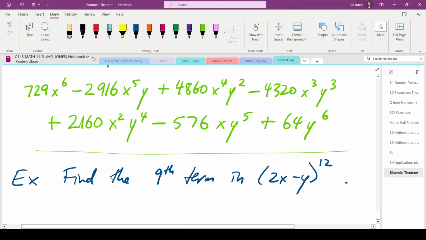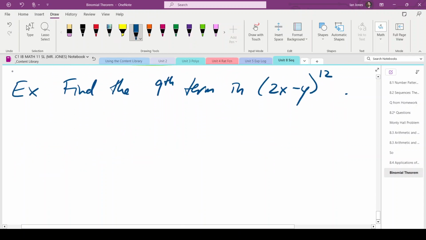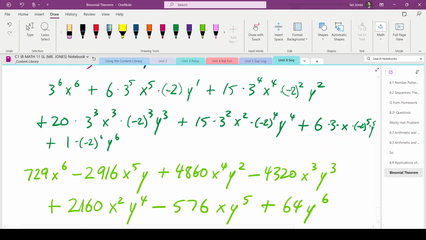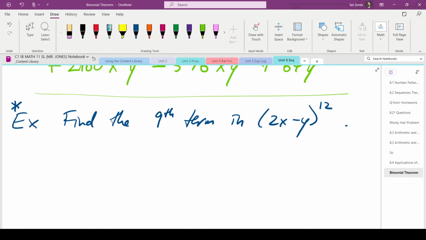Okay, this is an extremely important question to be able to do. This is a very common question. Now, with n being 12, I don't really want to do Pascal's triangle. That's a little bit too much work. And I'm only getting a single term. I do not need to do the entire expansion. I just want a single term.